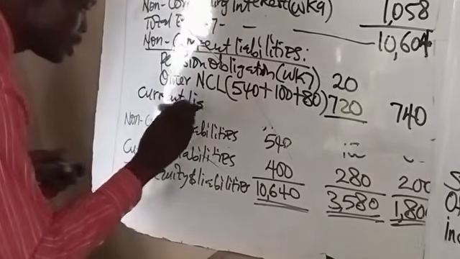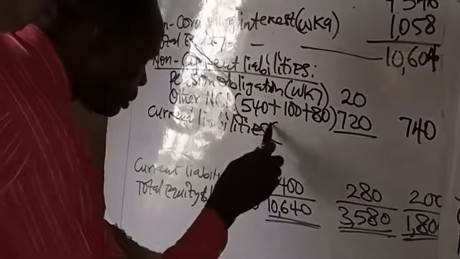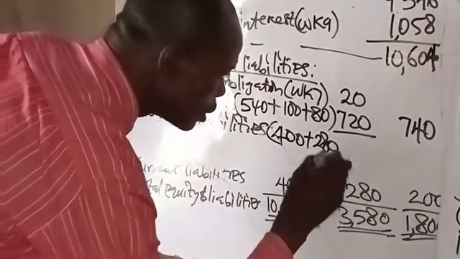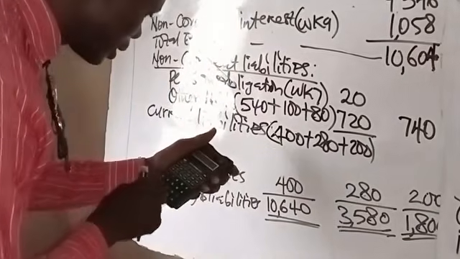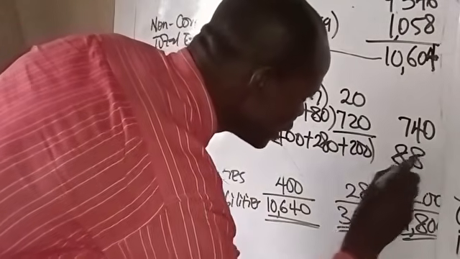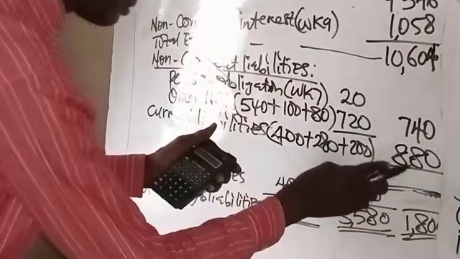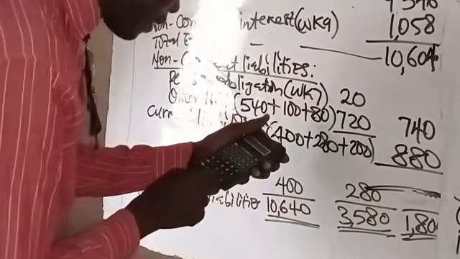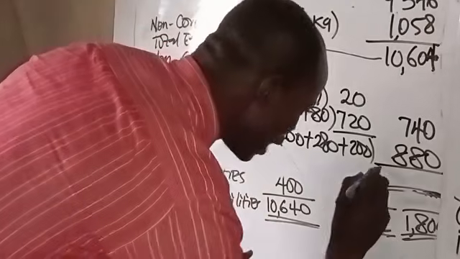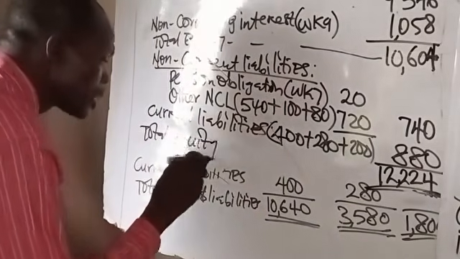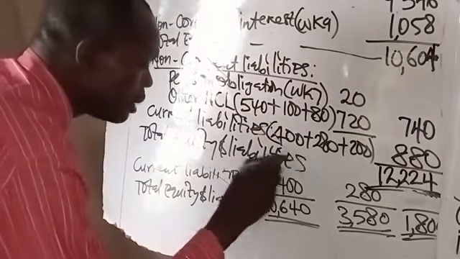Then we have current liabilities. Our current liabilities, we have 400 plus 280 plus 200. We have 880. So if you add the current liability 880 plus 740 plus 10,604, we have 12,224. That is total equity and liabilities. Total equity and liabilities, 12,224.